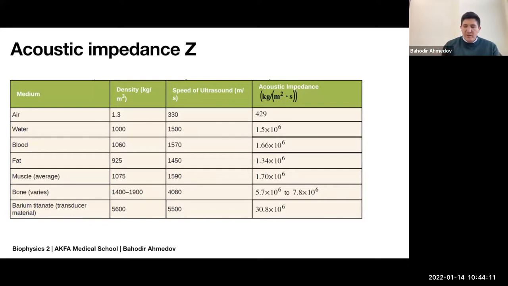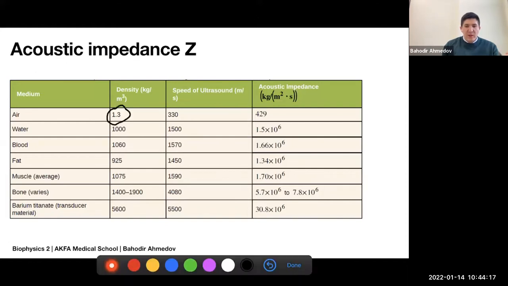And you can see here that for the air, it's a relatively small value. It's going to be just 1.3 kilograms per cubic meter, which is the density of the air, multiplied by the speed of the sound in the air, which is about 331 meters per second, and you're going to get roughly 430 kilograms per square meter second. But for the water, it's going to be a much higher value. It's going to be 1.5 million.